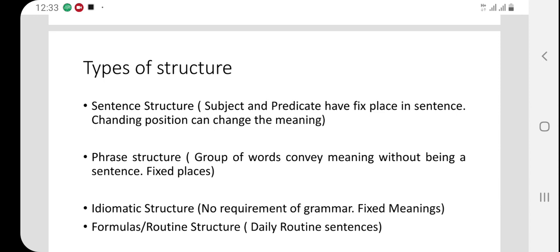Okay, sir. Phrase structure, again we say that a group of words conveys meaning without being a sentence. Phrase and clause, you must have come across it in your school level, college, in university, then in higher classes, that there is a difference between phrase and clause. A phrase is a combination of one, two, or more words not arranged in the form of a sentence.